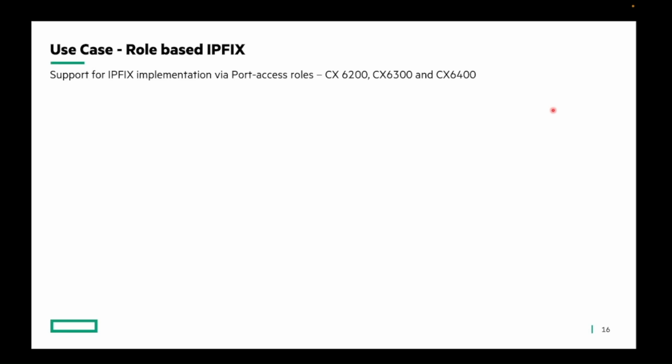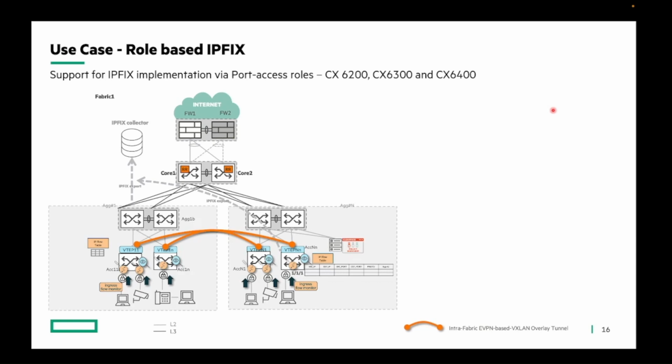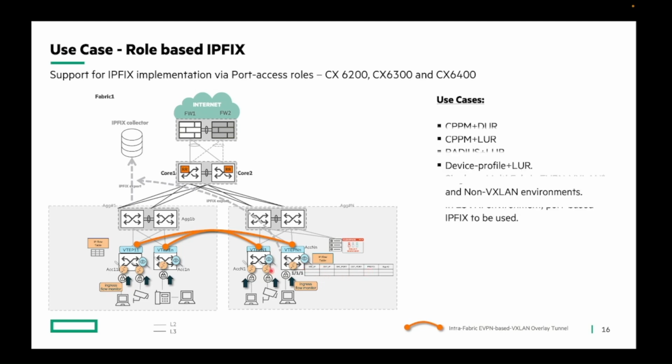The use cases, right? Now, for the role-based IPFIX, with support for IPFIX implementation via port access roles on these platforms, you see there's an IP flow table which we discussed in detail, right? What are the use cases? We can use ClearPass Policy Manager plus a downloadable user role to achieve role-based IPFIX, right? Have the ClearPass policy role contain an IPFIX monitoring command and send it out to the authenticated client.